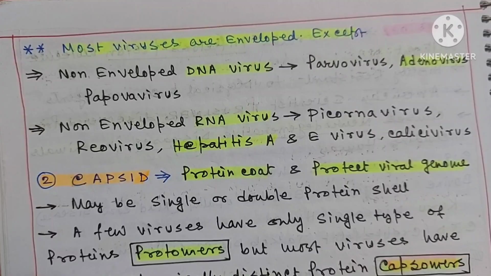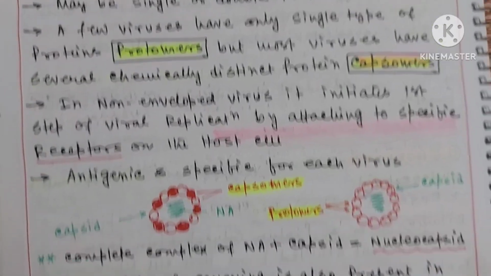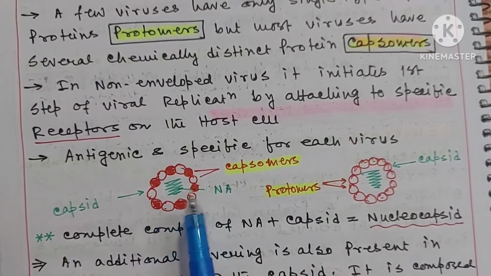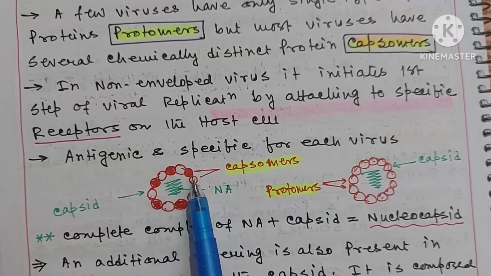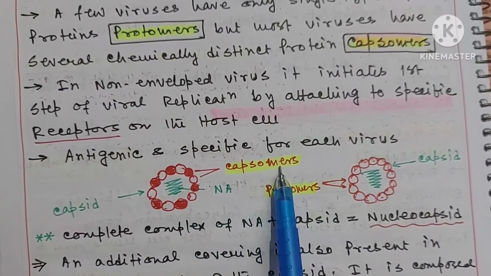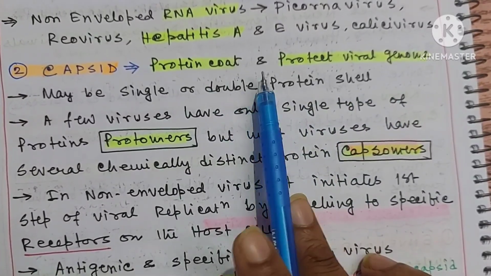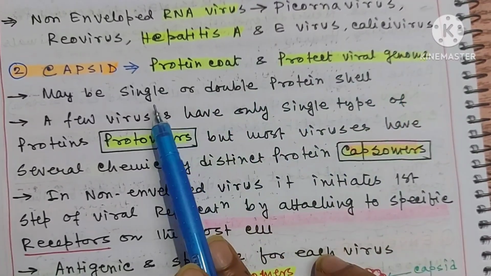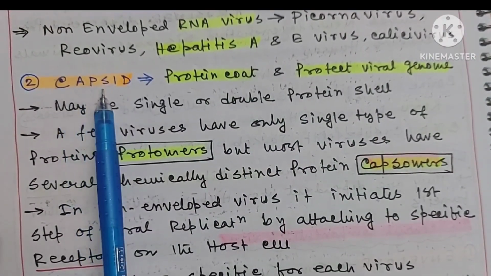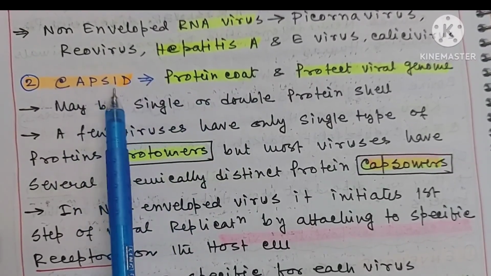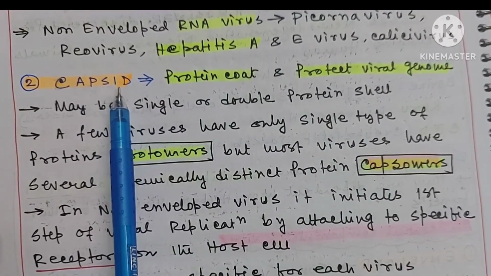Now we will see the structure of the capsid. The capsid is a protein coat, and this protects the viral genome. Each virus contains nucleic acid, and this nucleic acid is covered by the capsid, and the subunits of this capsid are called capsomers. This protein coat protects the viral genome, and it may be a single or double protein shell. In enveloped viruses, inside the envelope a protein coat is present, which is known as the capsid. But in naked viruses, only the capsid is present, and outside the capsid there is no envelope.